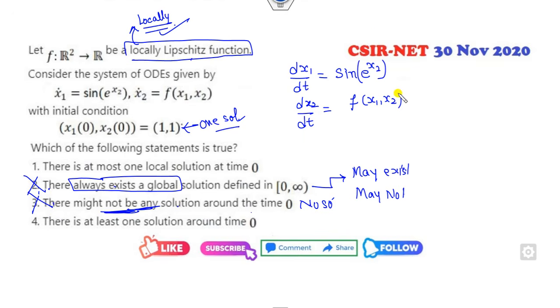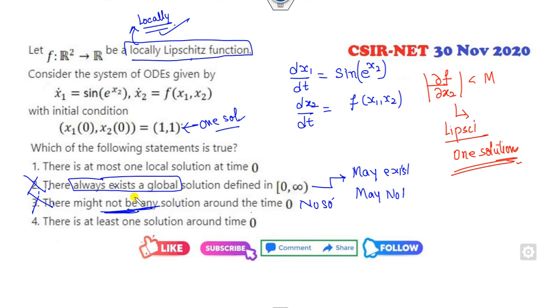What is the meaning of the locally Lipschitz condition? That means if you take the partial derivative of this f with respect to x2, it should be finite. What does it mean? Whenever it satisfies the Lipschitz condition, that means you will get one solution.